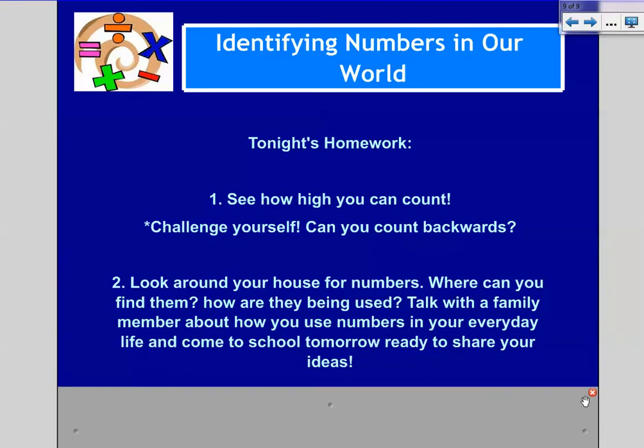Finally, I want you to take a look around your house for numbers. Where do you find the numbers? How are the numbers being used? I want you to talk with a family member about how you use numbers in your everyday life, and I want you to come to school tomorrow ready to share your ideas.